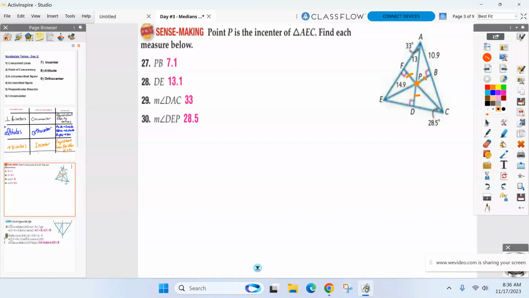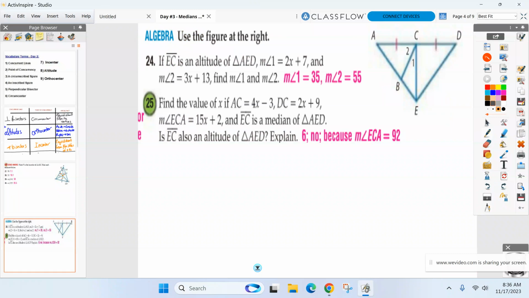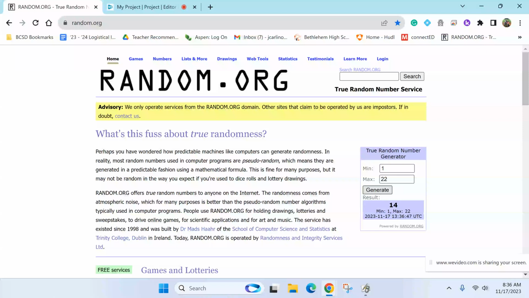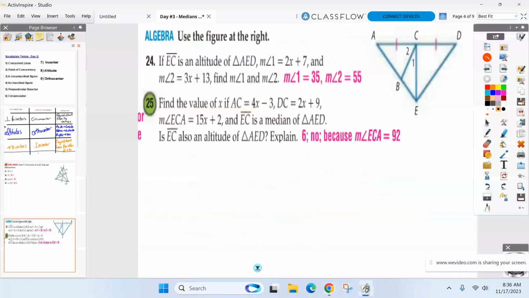I know this is a broken record, but this is the best way I can get through it. EC is an altitude. What do I know about altitudes? What's coming to mind with altitudes? Stephanie, what's an altitude? Okay, and there are a lot of things that come from vertices, angle bisectors come from vertices too, but different than an altitude.